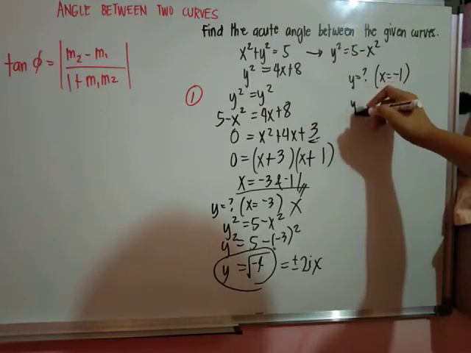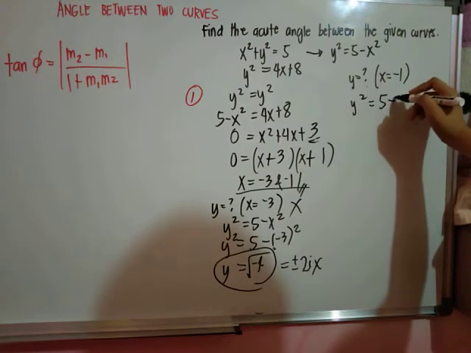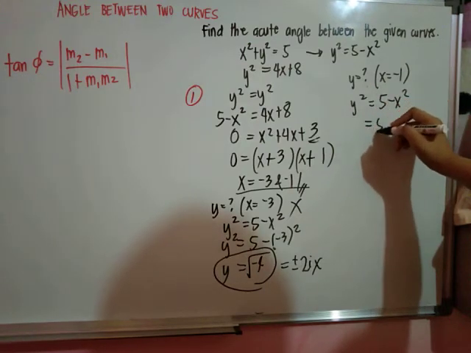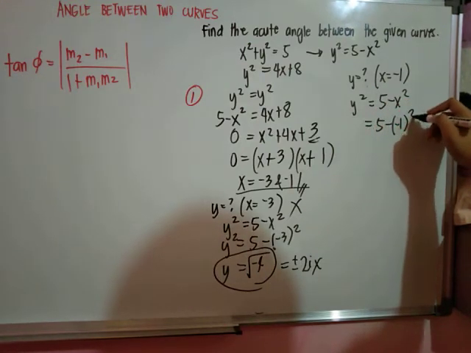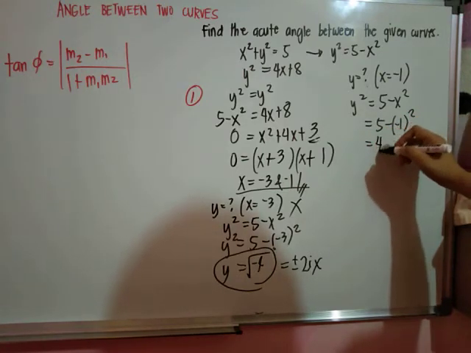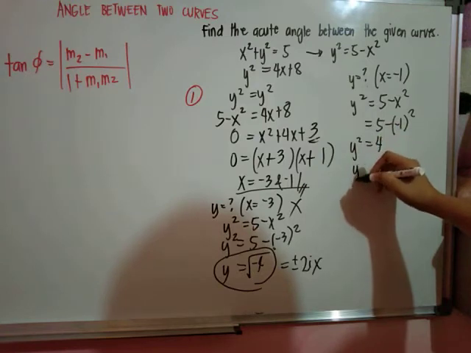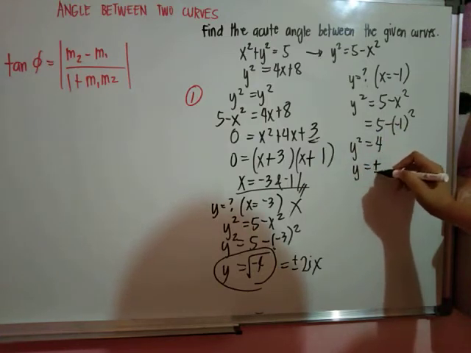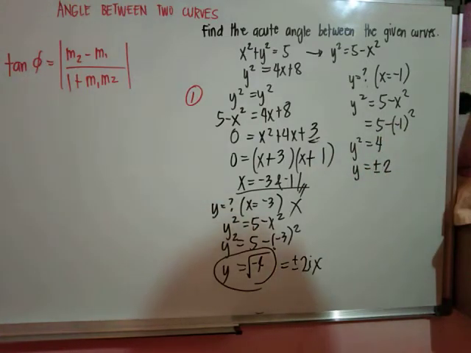So, try natin yung magiging value ni y kapag si x is negative 1. So, we have y squared equals 5 minus x squared. So, we have 5 minus negative 1 squared. So, we have 5 minus positive 1 na ito. So, we have 4. So, pag kinuha natin si y, positive and negative 2 yung sagot.